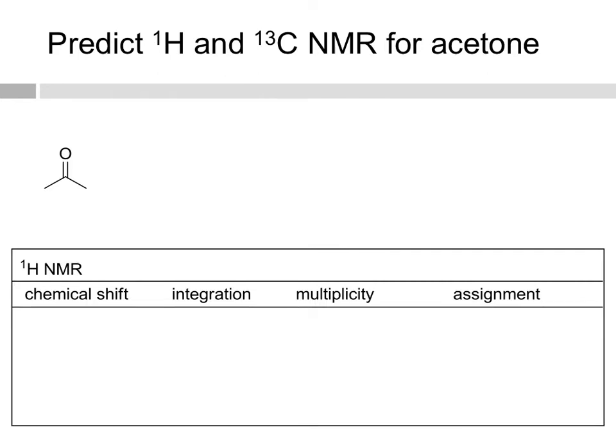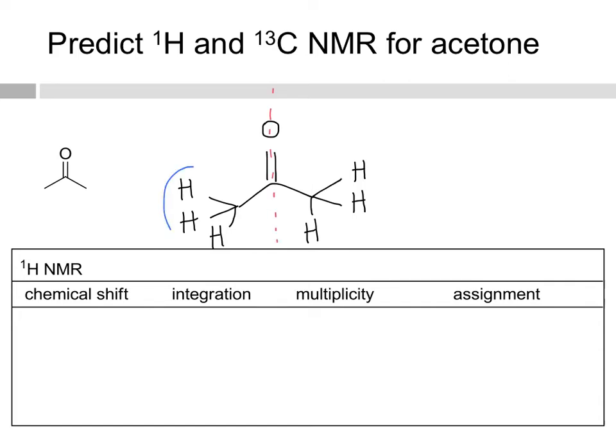Using what we know, let's try and predict the proton and carbon NMRs for acetone. Acetone has 3 carbons. It's got a ketone at carbon number 2, and it's got a total of 6 protons divided between 2 methyl groups. The first thing we need to do is figure out if acetone has a plane of symmetry, and it does right across here. This implies that these 3 protons are equivalent to these 3 protons, and we would expect only one signal for this molecule.